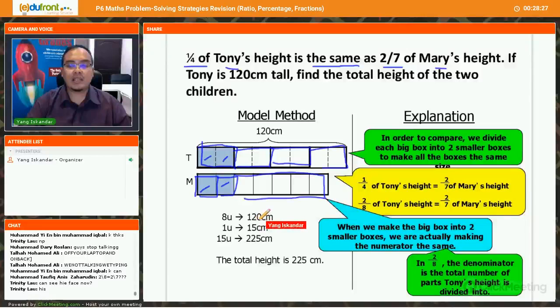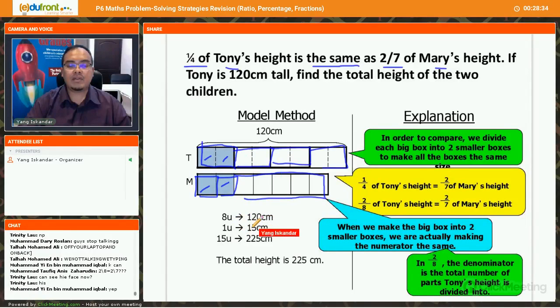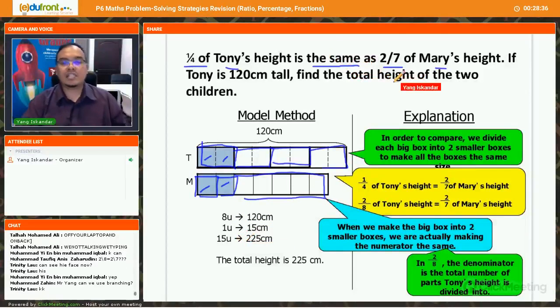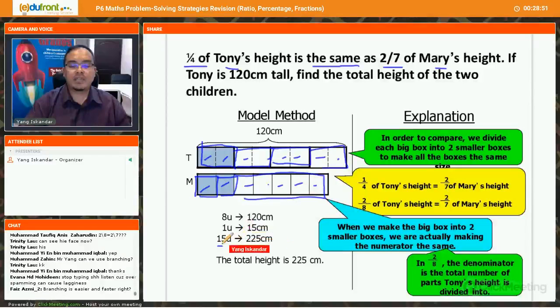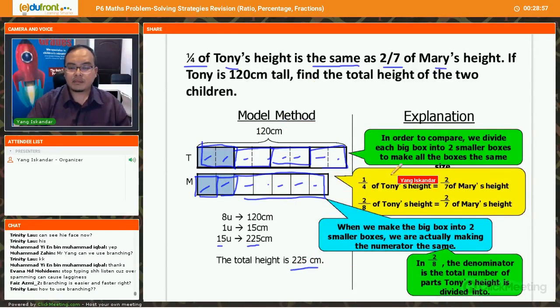So 8 units is 120 centimeters. So 1 unit is 15, right? 120 divided by 8, you get 15. So 15 units, which is the total height of the 2 children. How do I get 15? 1, 2, 3, up to 15. So 15 units is 15 multiplied by 15, you get 225. So the total height is 225. So this is using the model method.